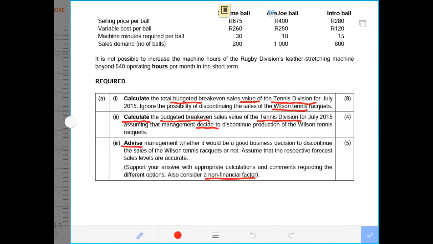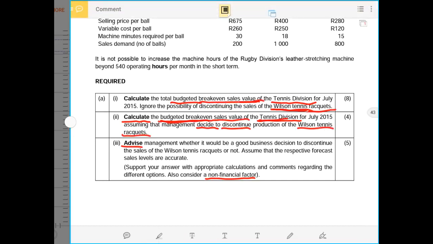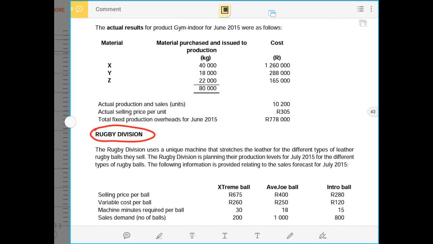Don't forget that requirement number A, we are required to calculate the budgeted break-even sales value, while there are two products being manufactured before they discontinue with the Wilson tennis rackets. Then number B, we are calculating the break-even point budgeted, and that should be sales value for the tennis division after they decided to discontinue with the production of the Wilson tennis rackets. So now we just have to refresh on that, because it's the first two questions that we'll be responding to. So we are focusing mainly on there.